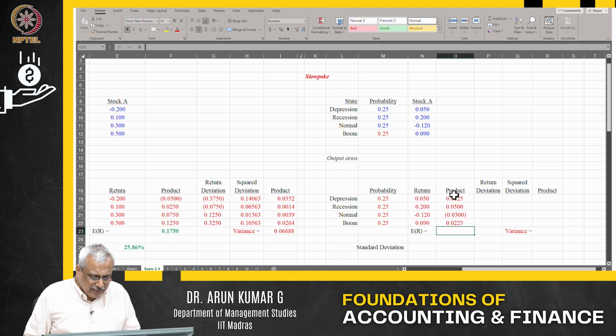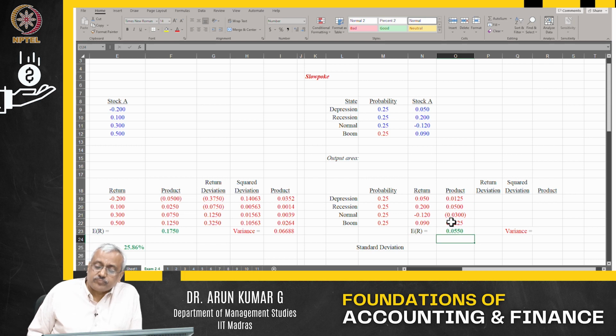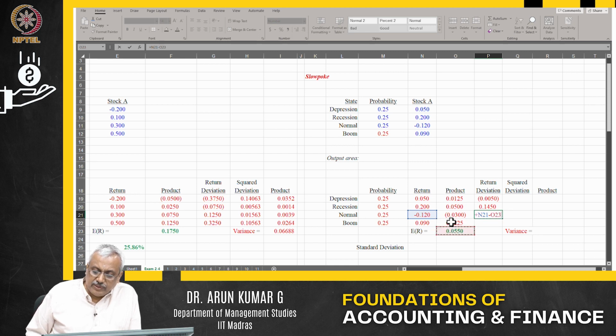What is the expected return? This is the expected return. I can express it in the form of percentage. What is the return deviation? This is the return minus the mean, the deviation from the mean, which is what I am going to enter out here.